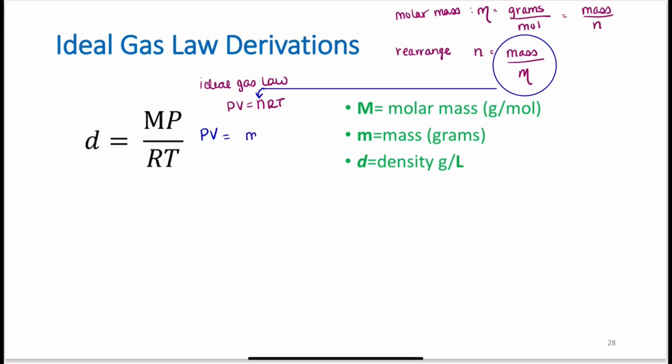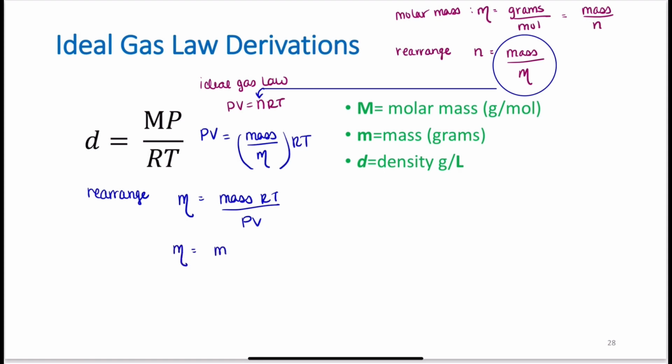PV equals our mass over our molar mass times RT. We're going to rearrange this equation, and we're going to solve for molar mass. We're going to say molar mass is equal to mass times RT over PV. But I'm going to rearrange this one more time and say, well, I could also say that this is equal to mass over volume times RT over P, because these are equivalent, right?